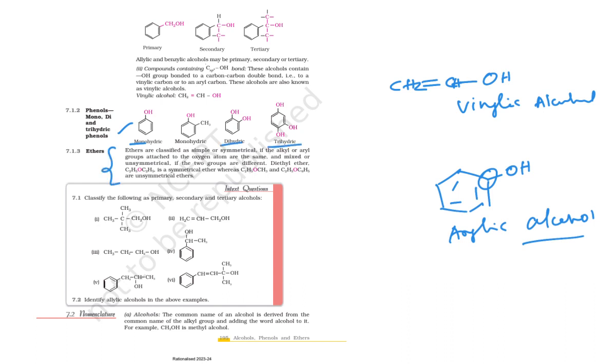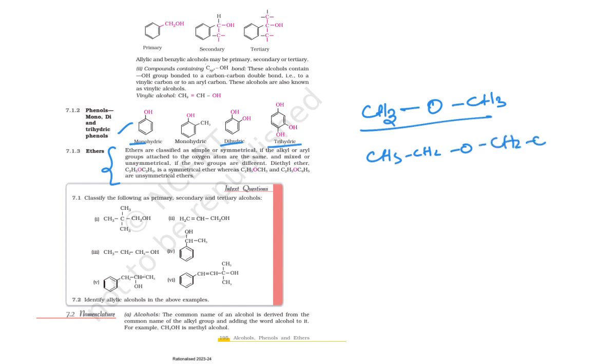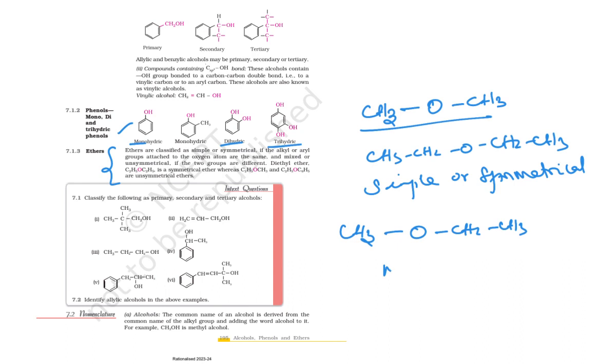Then when it comes to ether, there are two types of ether. I will explain one by one. The first type: the oxygen is bonded with the same alkyl group on both sides. Then it is called simple or symmetrical ether. If the oxygen is bonded with two different alkyl groups, then this is mixed or unsymmetrical ether. Clear?